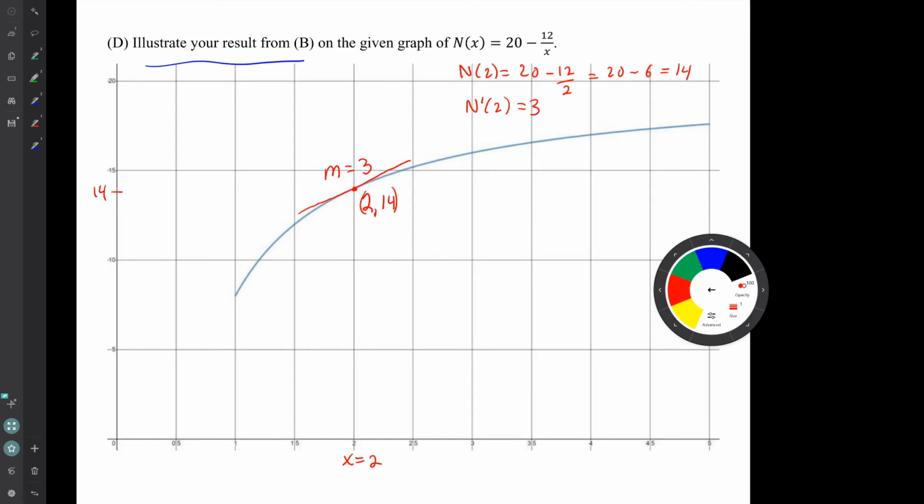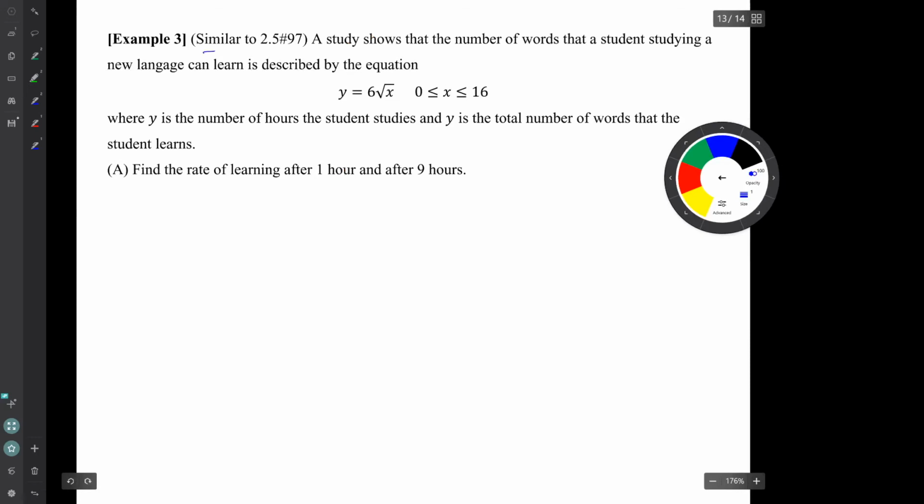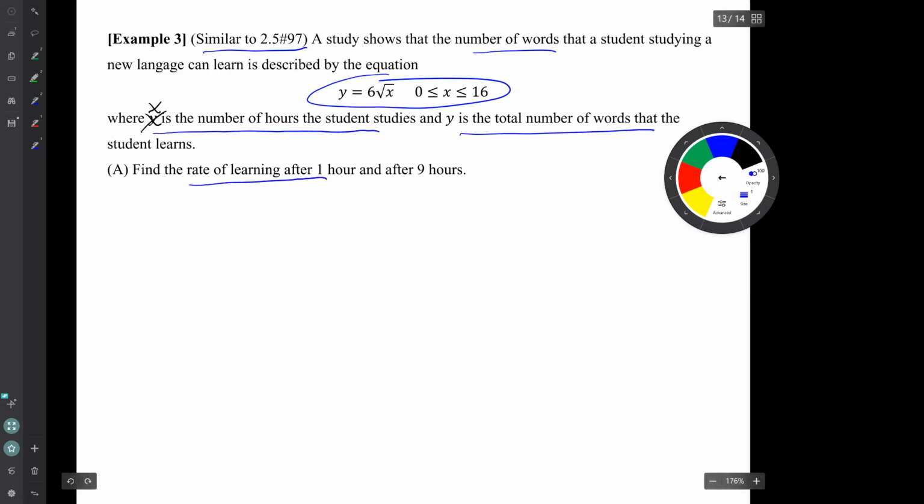Let's go on to the last example for the video. The third example is similar to 2.5 number 97. We have a study that shows the number of words that a student studying a new language can learn is described by this equation. There's a typo here. In this equation, x is the number of hours a student studies, and y is the number of words that the student learns in that time. So question A is, find the rate of learning after 1 hour and also after 3 hours. What does that mean? Well, here's another case where it is helpful to go back up and look at our diagram.